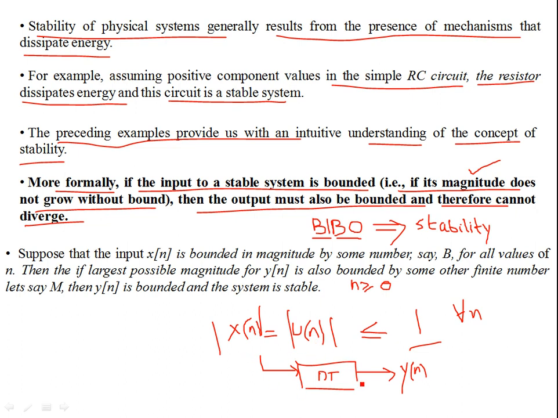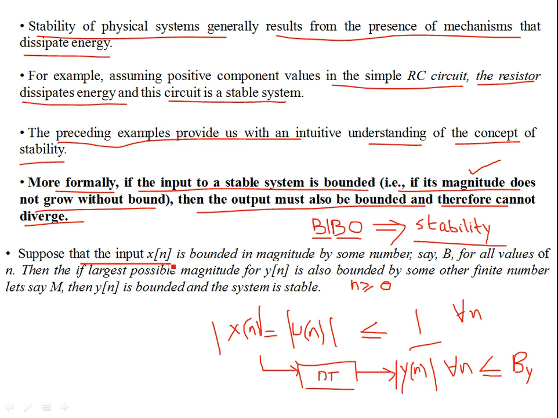But if you apply this to a discrete time system which applies certain transformation producing an output y of n, if the maximum magnitude of the output for all n is bounded, let's call this a bound. It is always less than a certain bound. Then yes, the system is stable. The discrete time system in this question is stable, right? So the bounded input leads to the bounded output is a criterion for stability of systems.